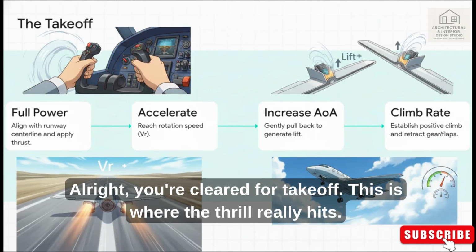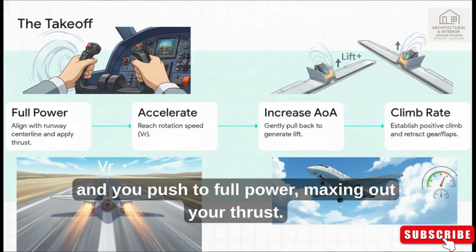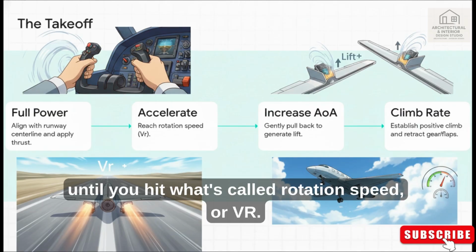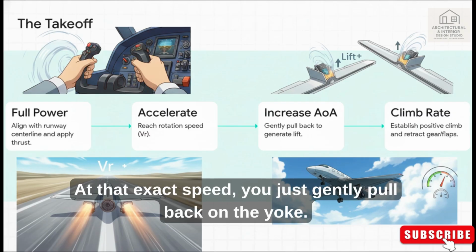All right, you're cleared for takeoff. This is where the thrill really hits. You line up on the runway center line, and you push to full power, maxing out your thrust. The aircraft accelerates fast down the pavement until you hit what's called rotation speed, or VR. At that exact speed, you just gently pull back on the yoke.